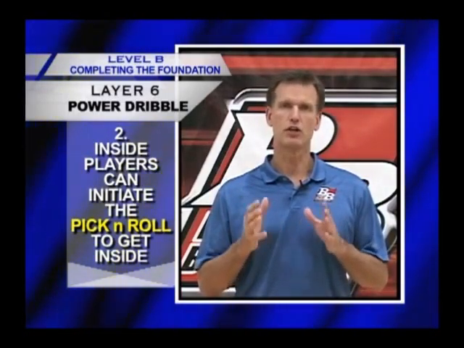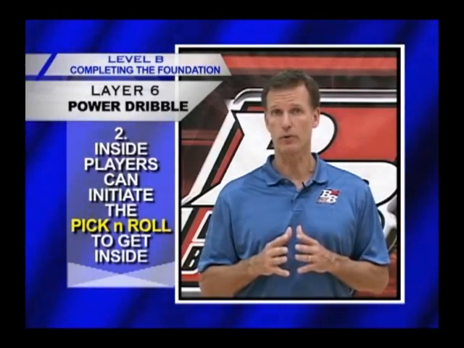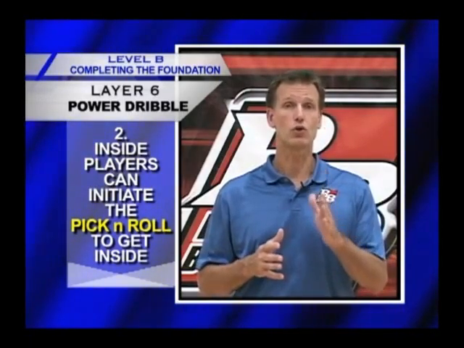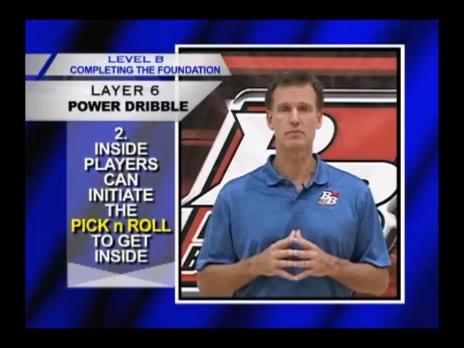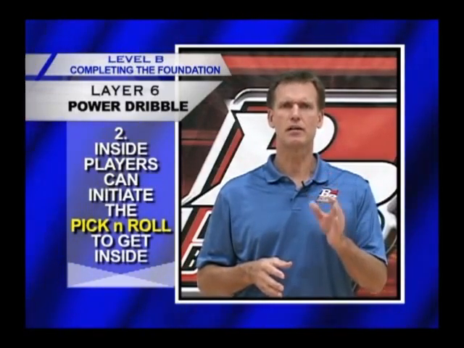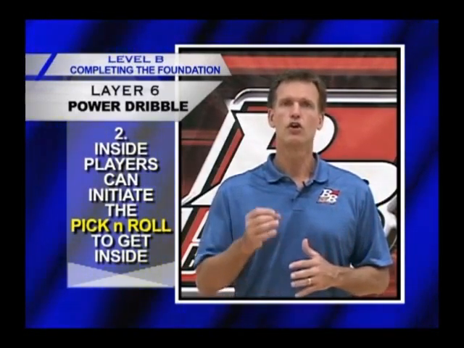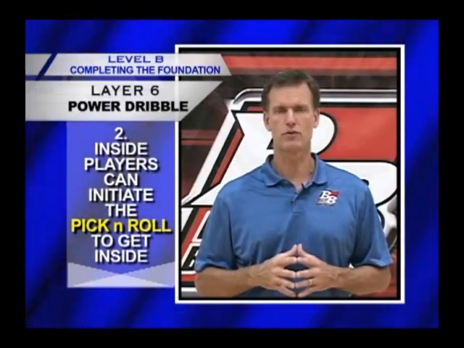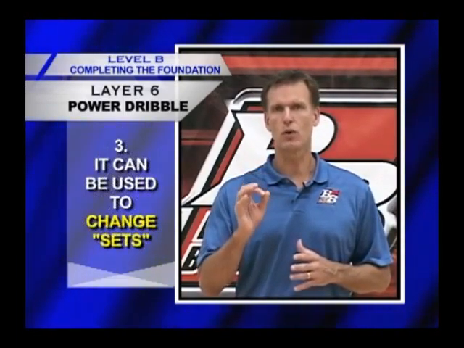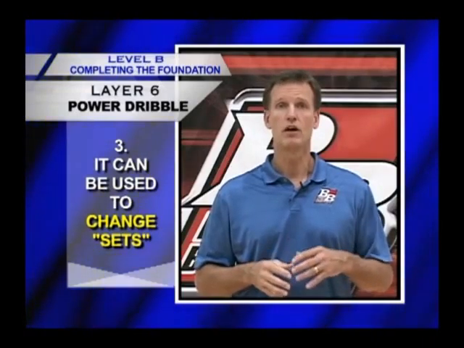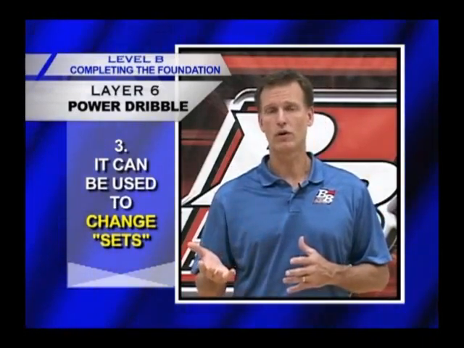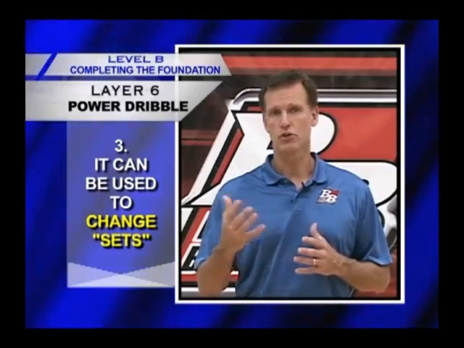Good inside players can use it as a means of getting off the perimeter and getting to the post while trying to score on the pick and roll at the same time. If they decide to post up and remain inside, you'll notice another use for the power dribble. It becomes a natural way to change the team's formation from 5 out to 4 out 1 in, or from 4 out to 3 out 2 in.